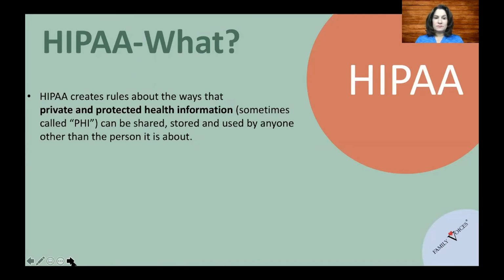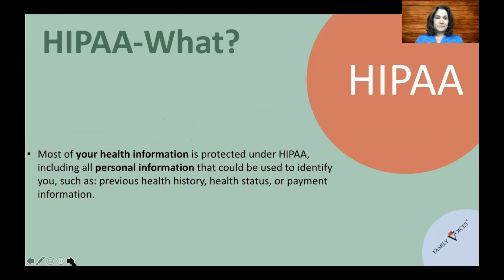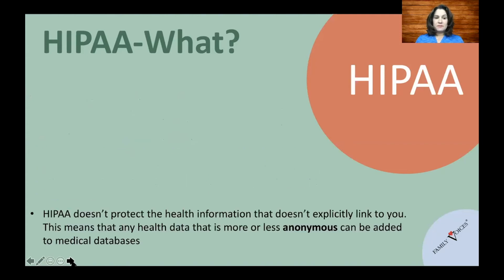HIPAA created rules about the way private and protected health information, sometimes called PHI, can be shared, stored, and used by anyone other than the person that it's about. Most of your health information is protected under HIPAA, such as personal information, things like previous health history, health status, or payment information. But some information can be included in databases without your permission. And that would be things that don't explicitly link to you. So any data that is more or less anonymous can be added to medical databases under the HIPAA Act.